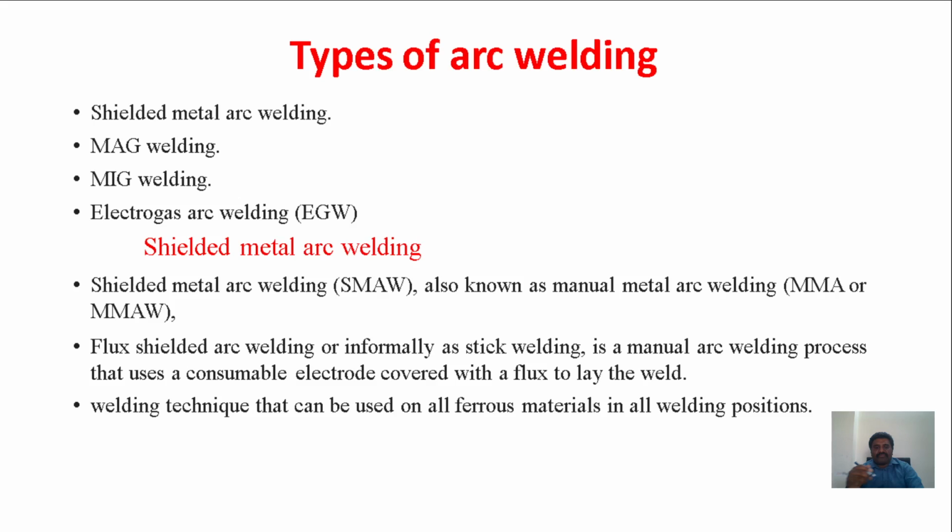It is a manual arc welding process that uses a consumable electrode covered with a flux layer over the weld. The flux is coated on the electrode. So whatever is melted in the weld is meanwhile protected from the atmosphere. Just imagine this is the tip of the electrode, and the upper part acts as the flux. So it is protected from the atmosphere and does not contaminate the welding zone.